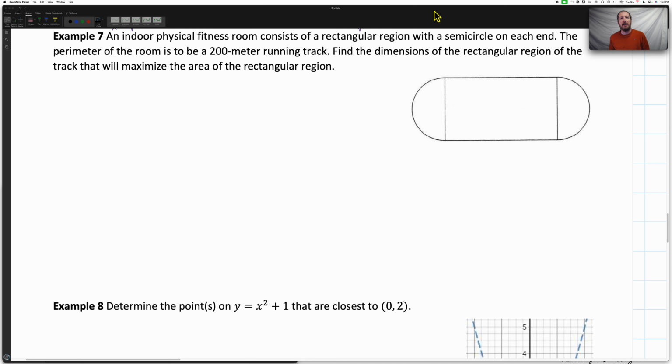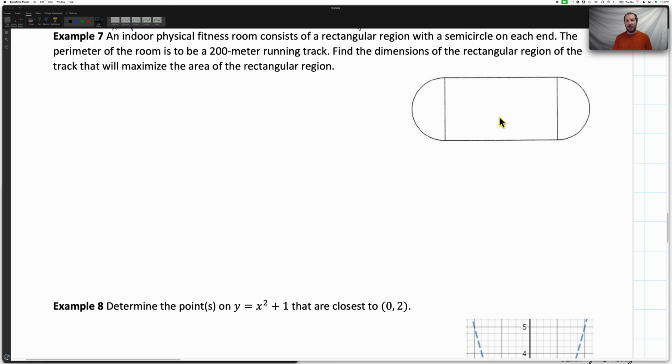All right, so we're looking at example 7 from our optimization notes. It says, an indoor physical fitness room consists of a rectangular region with a semicircle on each end. The perimeter of the room is to be a 200-meter running track. Find the dimensions of the rectangular region of the track that will maximize the area of the rectangular region.